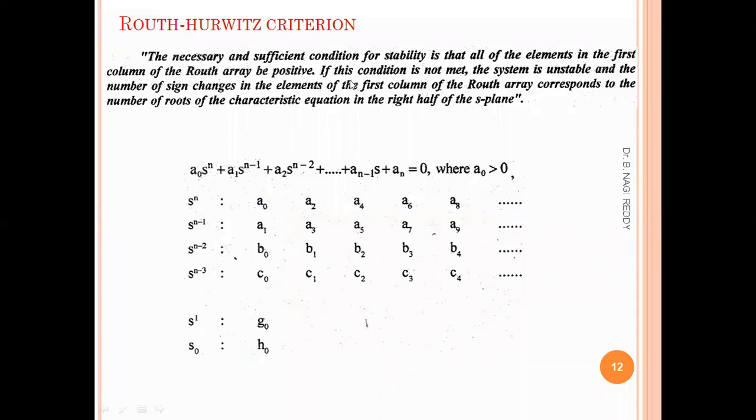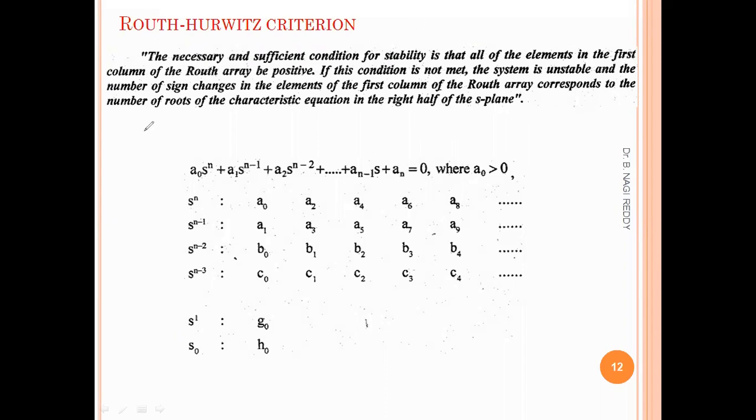If this condition is not met, which means any of these coefficients has a negative sign, then the system becomes unstable. Any one of the coefficients having a negative sign makes the system unstable. And the number of sign changes in the elements of the first column of the Routh array corresponds to the number of roots of the characteristic equation lying on the right half of the S plane.